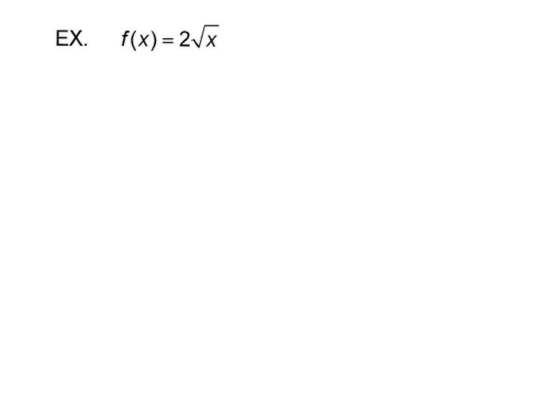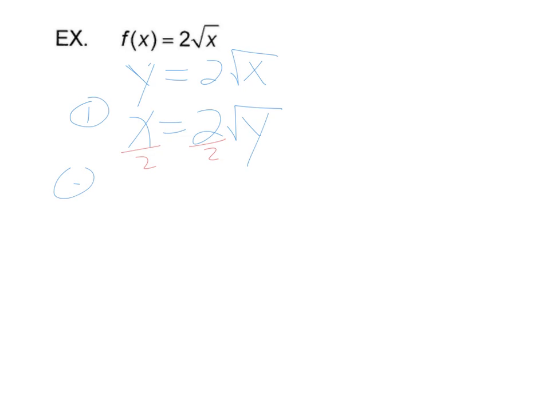f of x equals 2 times the square root of x. So I replace f of x with a y. Now switch the x and the y. x equals 2 times the square root of y. I want the y by itself. Let's go ahead and divide by 2.